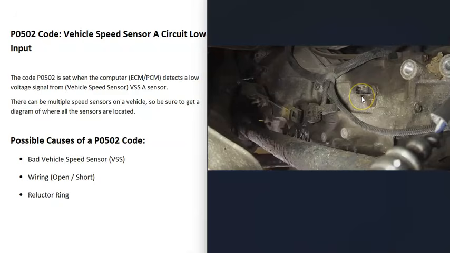You can test that sensor and then if it tests good, then go through and start testing the wiring. Or some people replace the sensor and then if that doesn't work, then they start to test the wiring. But the most common causes of a P0502 code are going to be that the sensor's gone bad or there's some kind of problem going on inside the wiring.